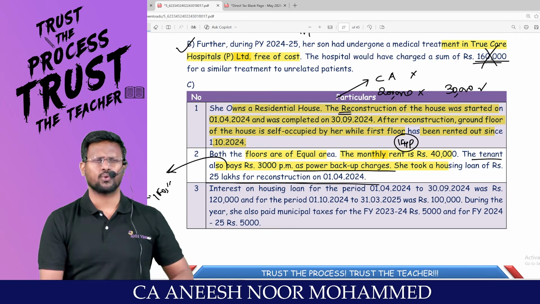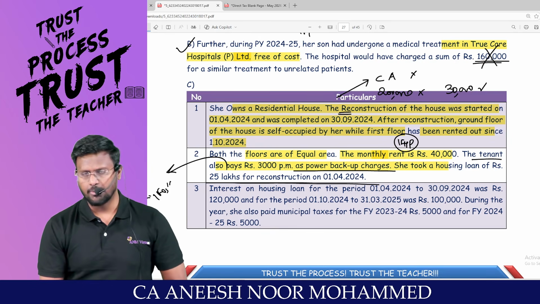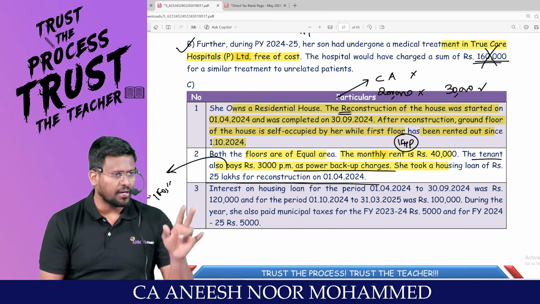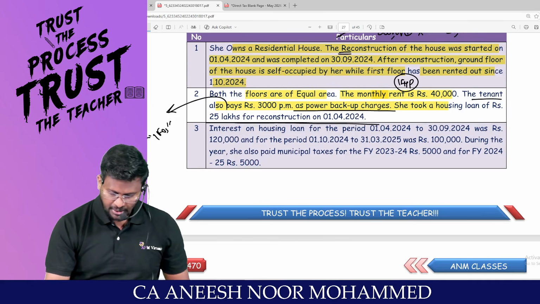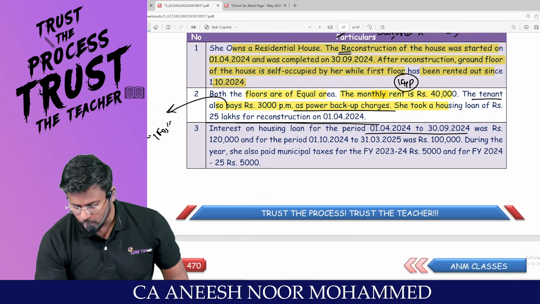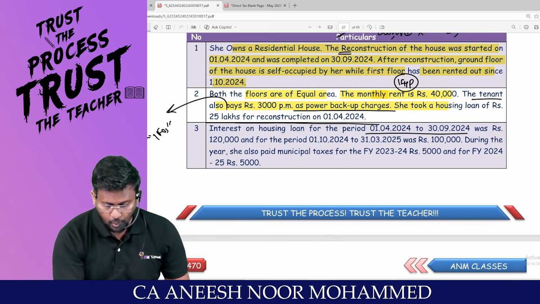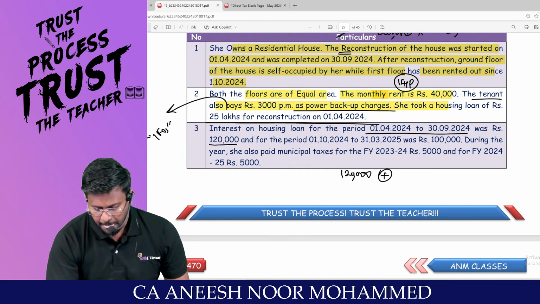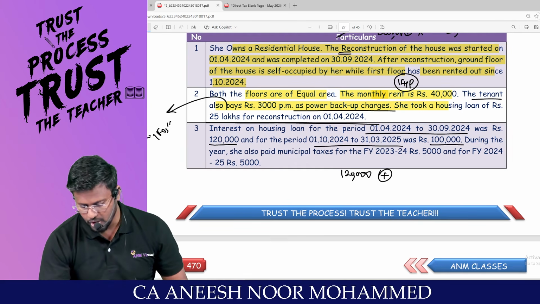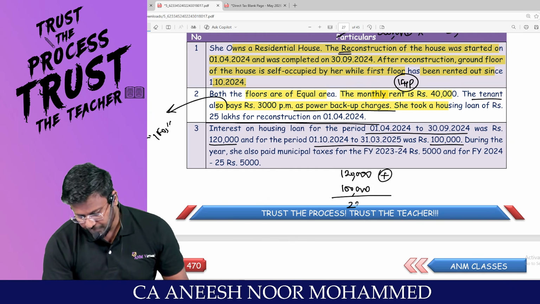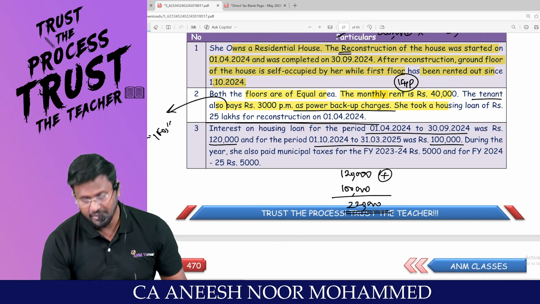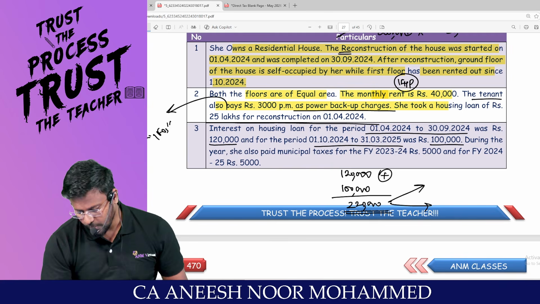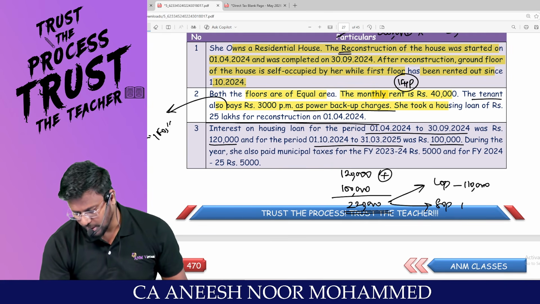She took a housing loan of 25 lakh for reconstruction. For that housing loan, she would have paid interest. That interest we have to bifurcate between the self-occupied portion and the let-out portion. In the self-occupied portion, it will be restricted to 30,000. Interest on housing loan for the period 1/4/2024 to 30/9/2024 was 1,20,000. Basically, for the first 6 months, it was 1,20,000. And for the next 6 months, how much? So total comes to 2,20,000 is the interest. This has to be bifurcated into two between the let-out portion and the self-occupied portion. So 1,10,000 to the let-out portion, 1,10,000 to the self-occupied portion.